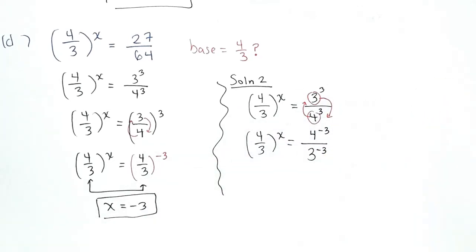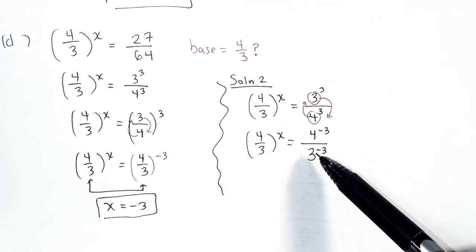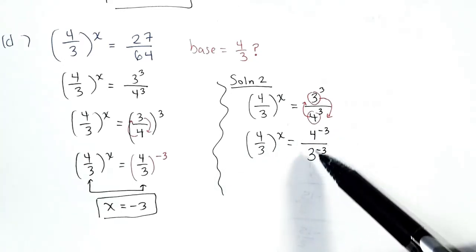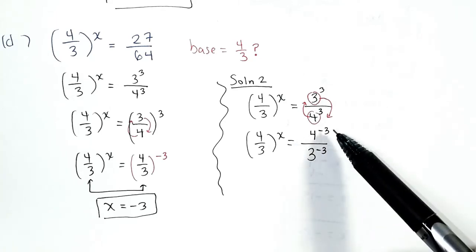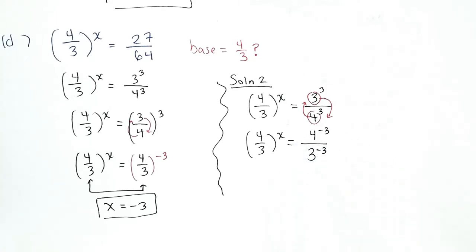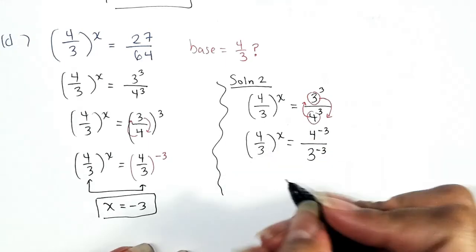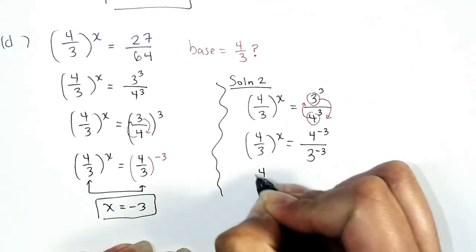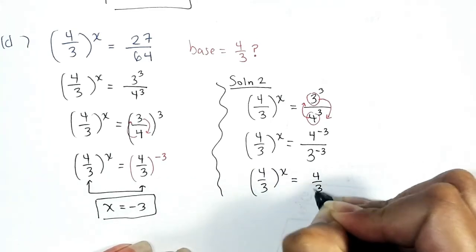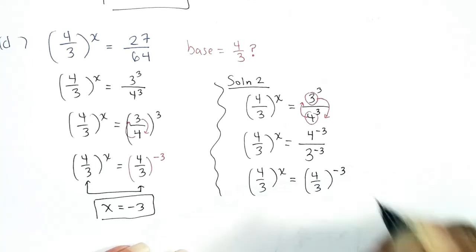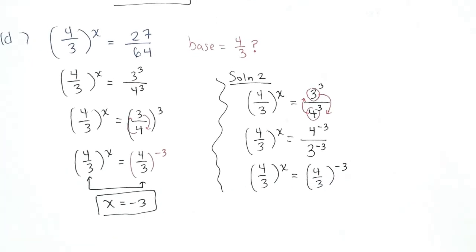So at this point we got a 4 on top, 3 on bottom, but I want base 4/3, okay? I'm very thankful that both of these are being raised to the same power, so let's use the power rule in reverse to write it as the quotient raised to the -3. So we have 4/3 raised to the x power equals 4/3 raised to the -3rd power. Okay, so it goes to show there's more than one way to skin a cat. I think that's the saying in English.